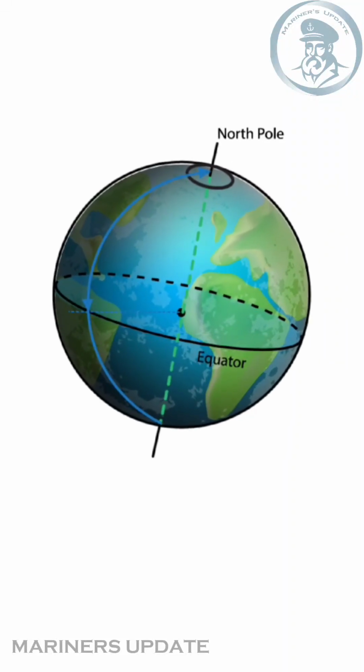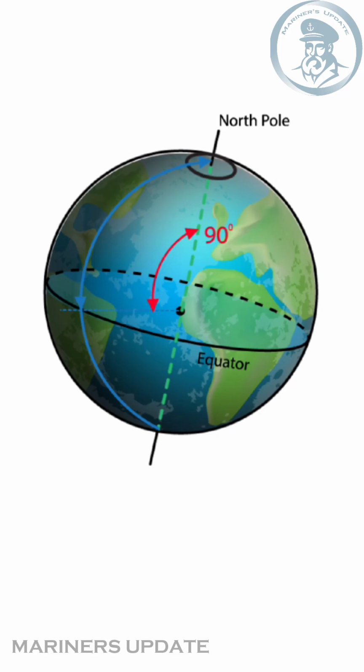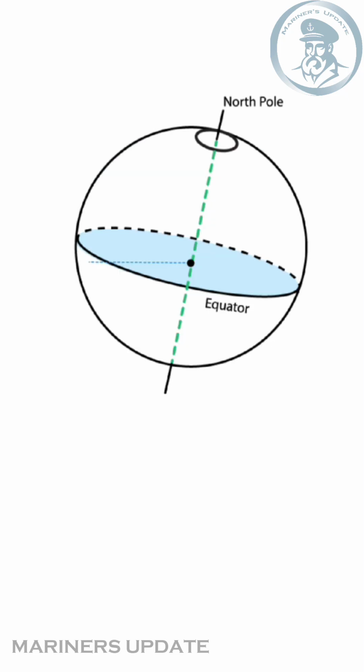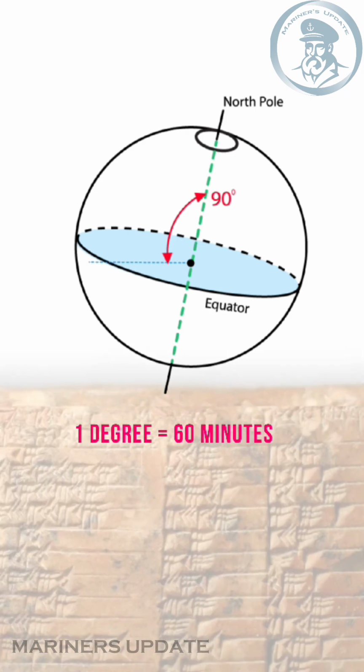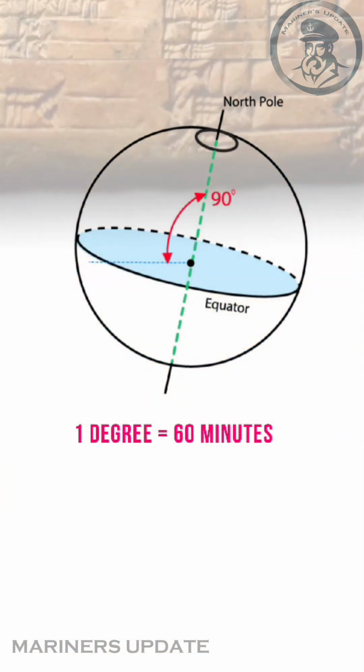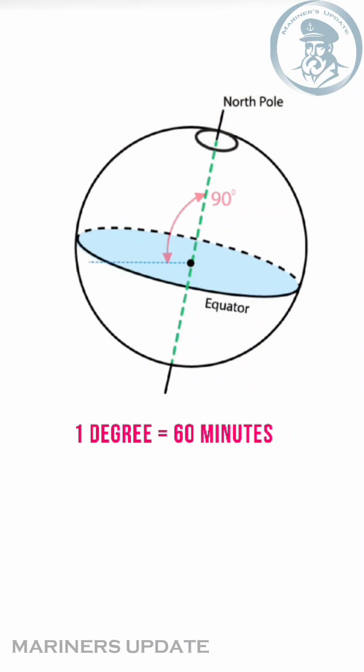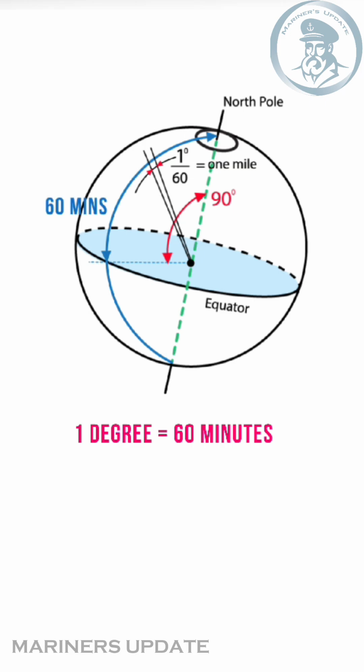The nautical mile is based on the Earth's geometry, latitude, and angular measurements. At Earth's center, the angle between the equator and the pole is 90 degrees. Ancient Babylonian mathematicians set each degree to contain 60 minutes. This was based on the sexagesimal system, or base 60, which was common in Babylonian mathematics over 4,000 years ago. So with 90 degrees from equator to pole, each degree contains 60 minutes.